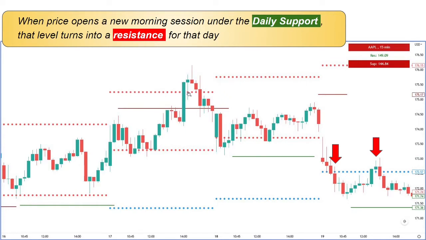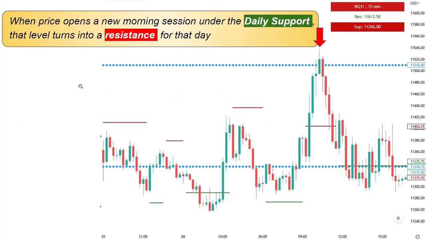That line does not mean that bulls would fail at that line. In this particular case, you can see that we pushed price a little bit higher than that level, but then it dropped back under that level. When price opens a new morning session under the daily support, that level turns into a resistance for that day.